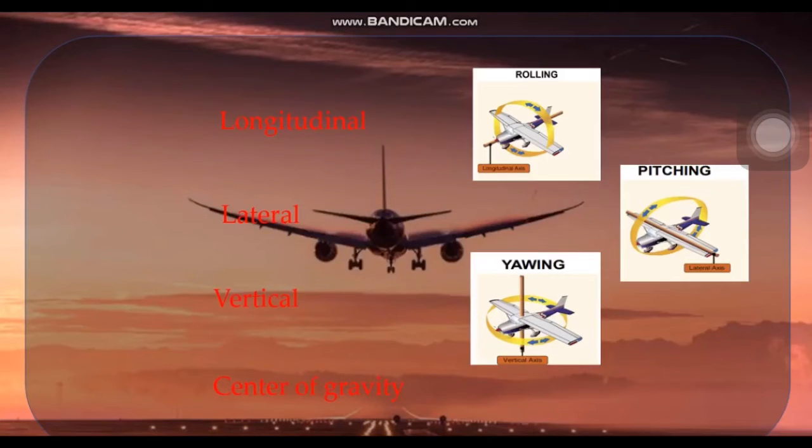Let's proceed to the next slide. The longitudinal axis is also called the roll axis. It extends through the aircraft from nose to tail, with the line passing through the center of gravity.